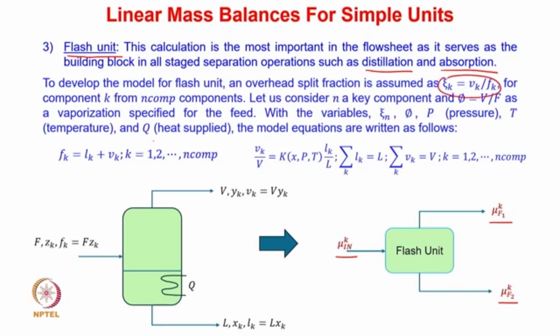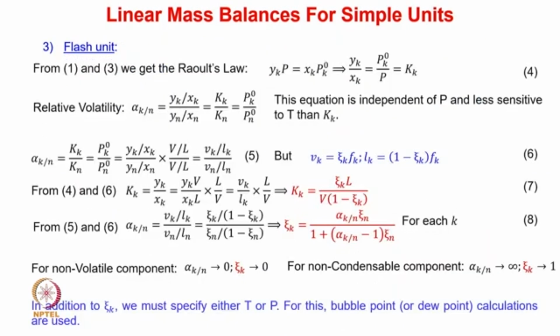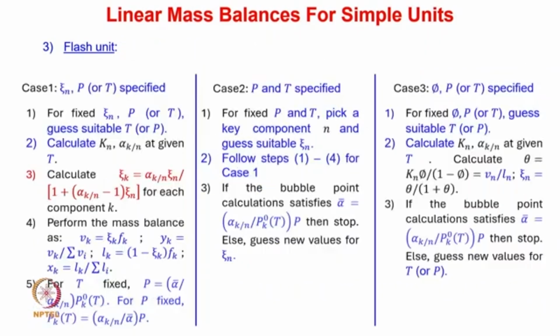And again what we said is in case of flash unit, for the linear mass balance there are two degrees of freedom. So either we can have the split fraction epsilon zeta n specified and p or t specified. With this we can completely write down the flash unit equations.